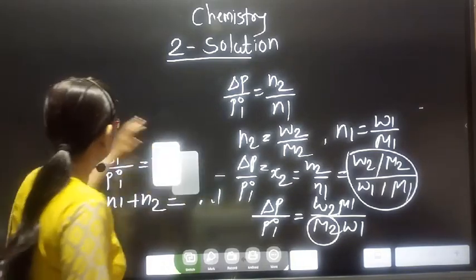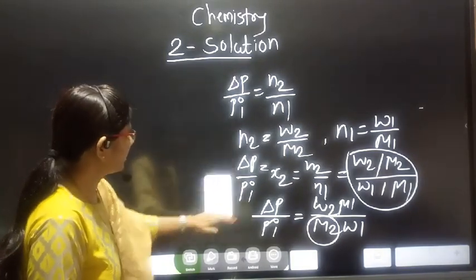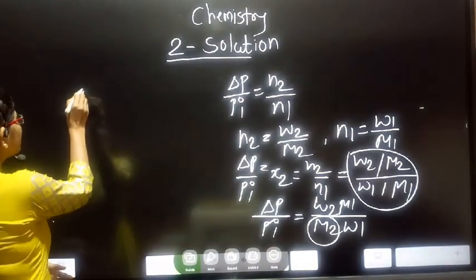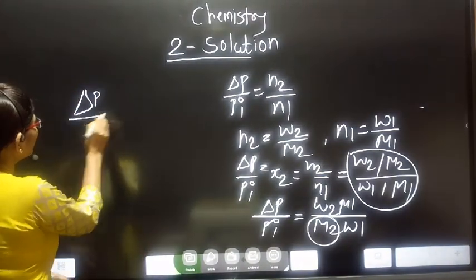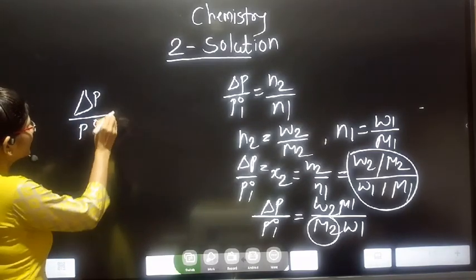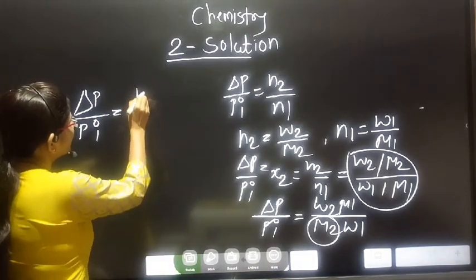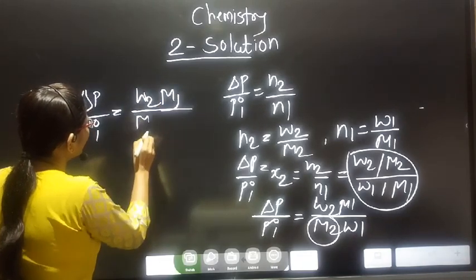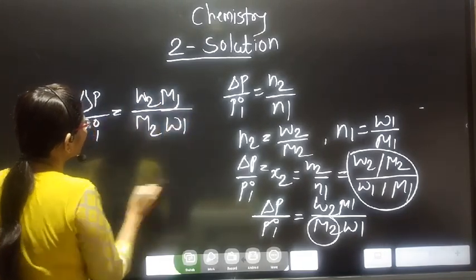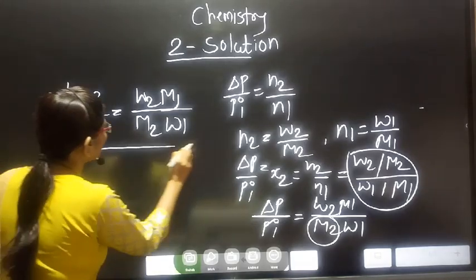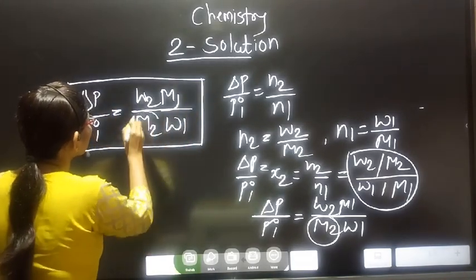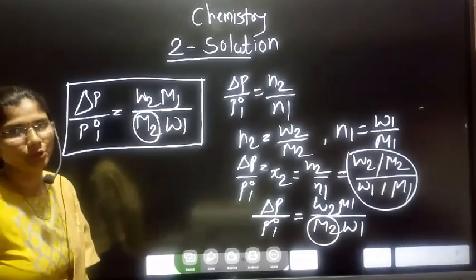From this colligative property we have to calculate the molar mass of the solute. So from the colligative property we can determine the molar mass of the solute as delta P upon P naught 1, which is equal to W2 M1 divided by M2 W1. So this is a very important formula to calculate the molar mass of the solute, M2.